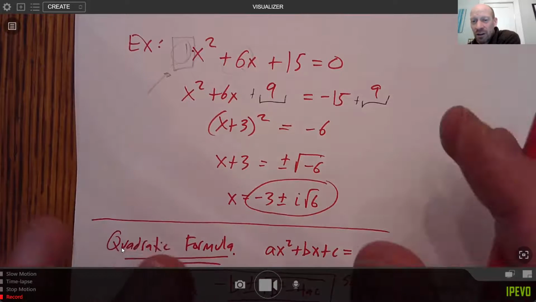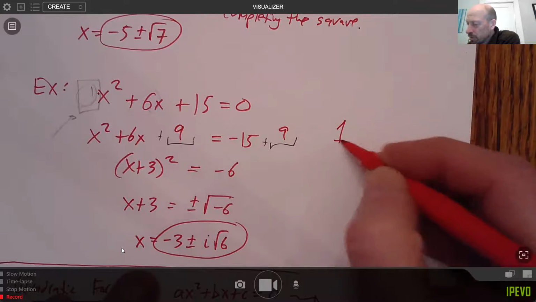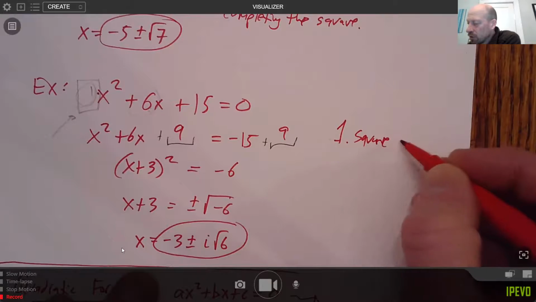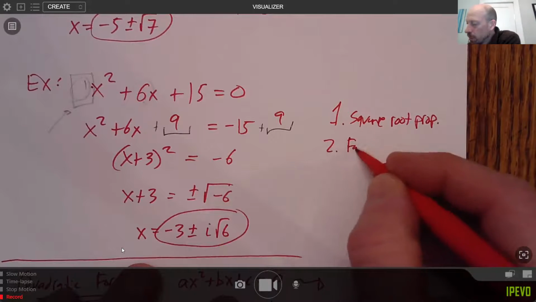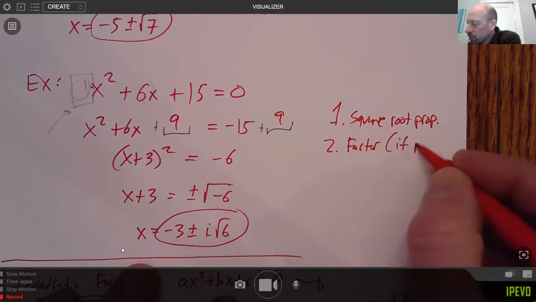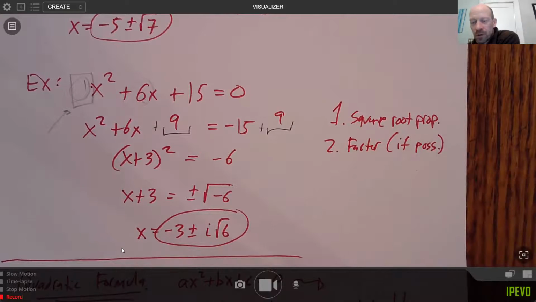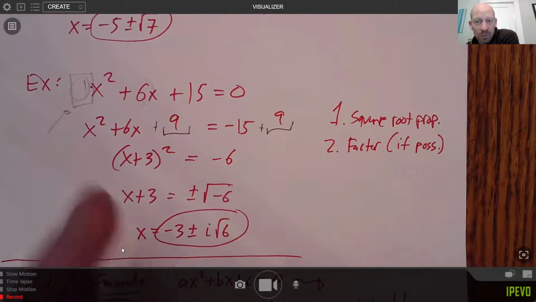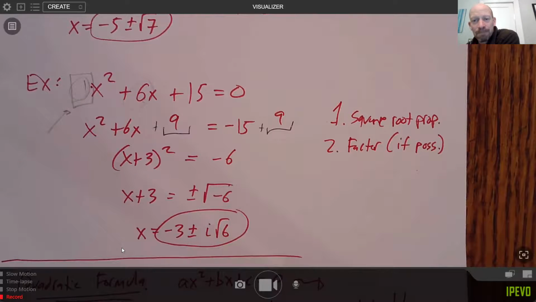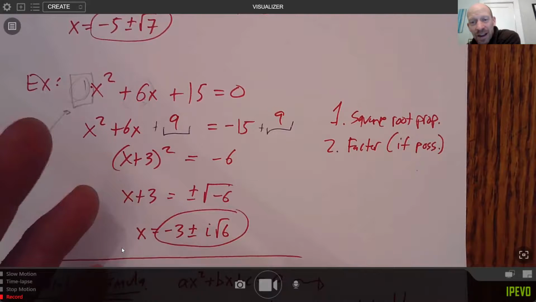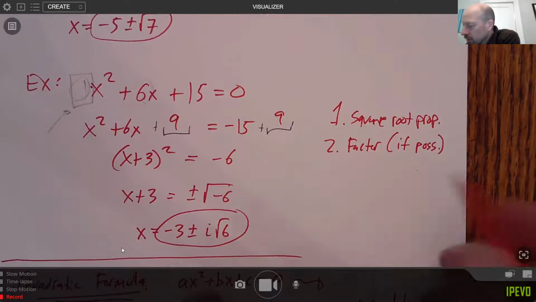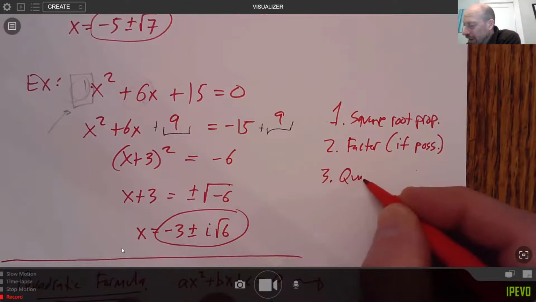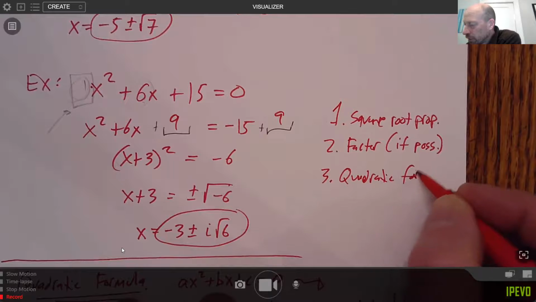So the hierarchy here is still, number one, look for the square root property. Number two, factor if possible. We don't want to spend a ton of energy factoring, because a lot of these won't factor, in which case it's kind of wasted effort. And even if they do factor, if there's really hard factoring, it may be more challenging than our other methods. And so after that, we really want to follow the quadratic formula.